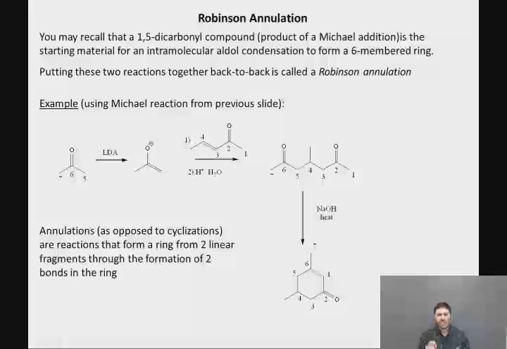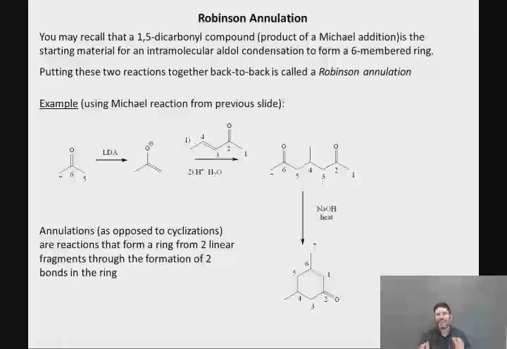So the reason that this is called an annulation as opposed to a cyclization is because annulations are reactions that form a ring from two linear fragments through the formation of two bonds in the ring. So in this case, one of the ketones, the acetone, is the atoms labeled 5, 6, and 7 in the final product. The other ketone has the atoms labeled 1, 2, 3, and 4.